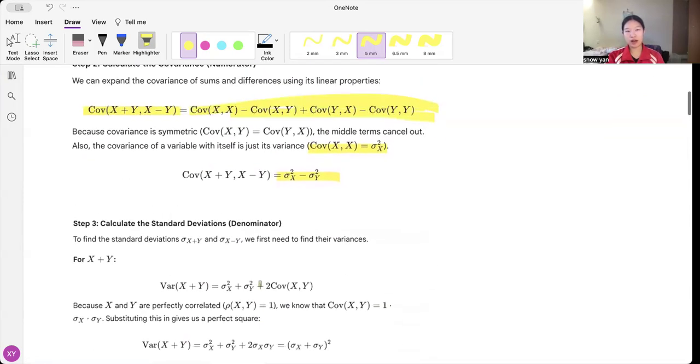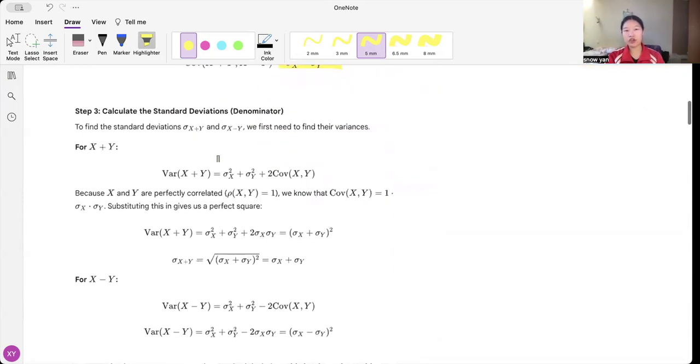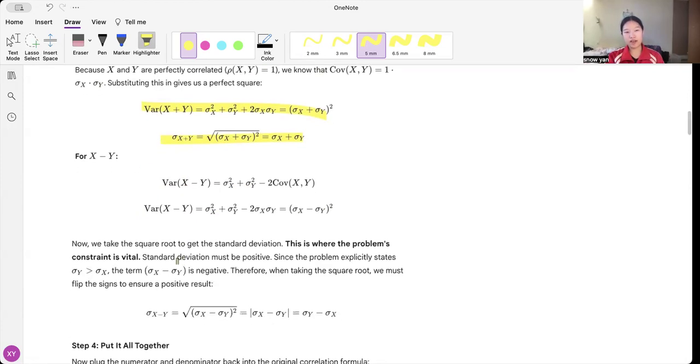Next we have to calculate the standard deviation of X plus Y and X minus Y. So we're going to start off with the variance equations we know. Variance of X plus Y is equal to sigma X squared plus sigma Y squared plus 2 covariance. Since X and Y are perfectly correlated, the covariance is equal to 1 times sigma X times sigma Y. So we plug this in, take the square root, and we get sigma X plus sigma Y. For X minus Y, it's the same thing but minus 2 covariance, and then we get this.